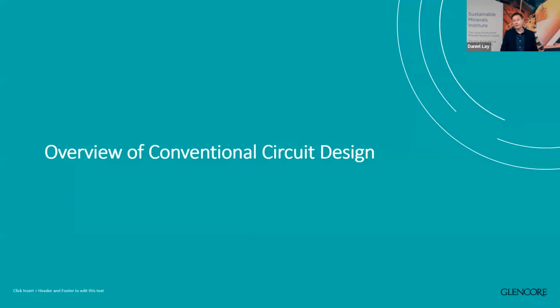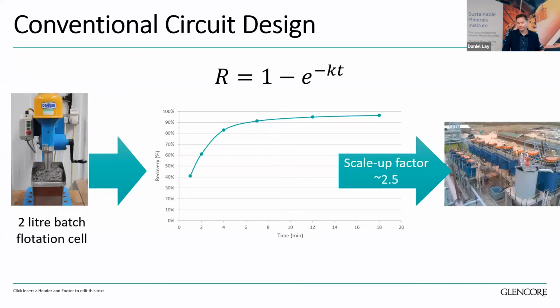So with that context, let's examine the traditional approach to concentrator design. So traditionally, flotation circuit design begins with a 2-liter Denver cell. We put the material in the cell, we optimize the grind size and the reagents, and we produce a series of kinetic curves, which are aimed at determining the residence time for each of the banks. This curve is fitted with a well-known first-order rate equation, where the recovery is given as a function of the residence time and of the rate constant.